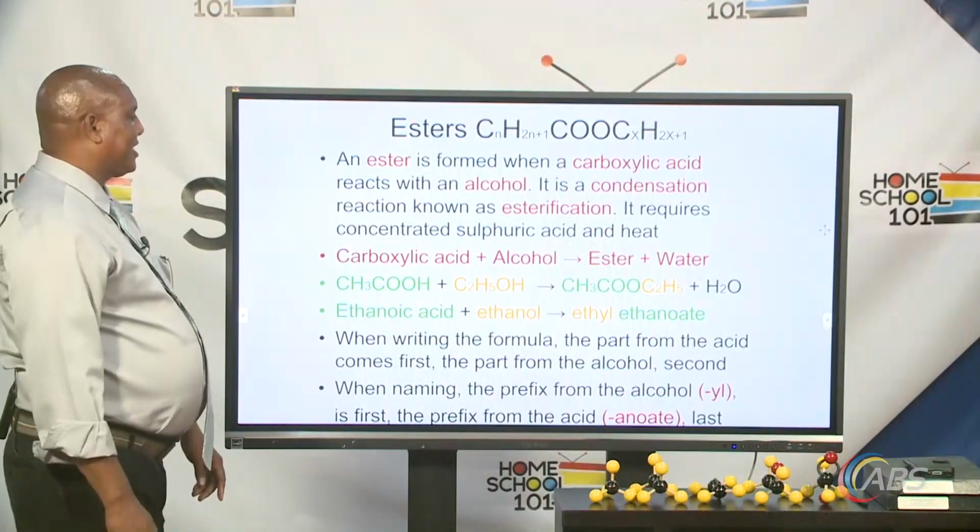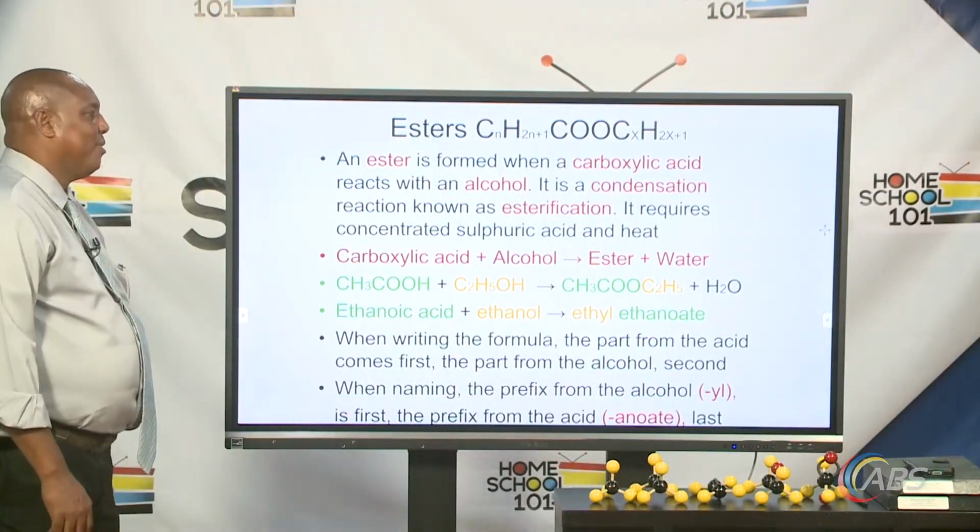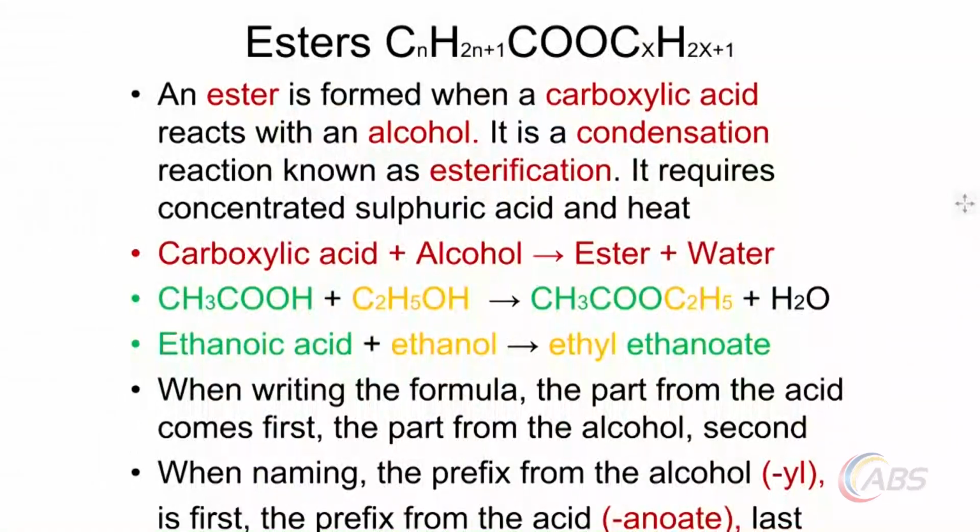Okay? Now esters. Esters form when a carboxylic acid reacts with an alcohol. It's a condensation type of reaction. We call it esterification. It requires concentrated sulfuric acid and heat. So that concentrated sulfuric acid will remove a small molecule of water. So carboxylic acid plus alcohol produces an ester and water. And in this case, ethanoic acid reacts with an alcohol, ethanol, to produce ethyl ethanoate and water.